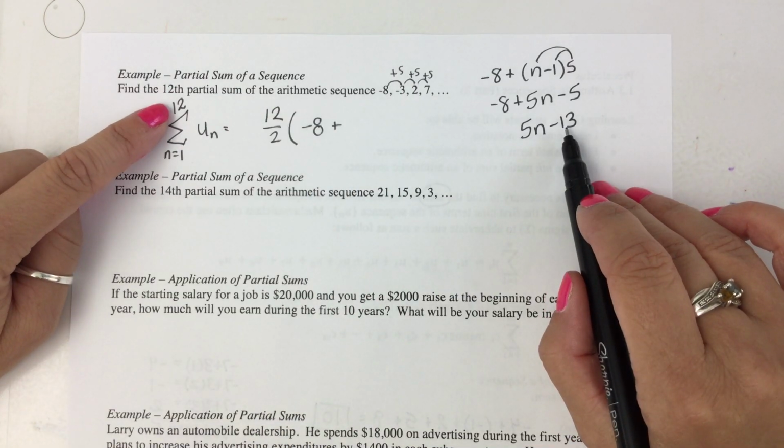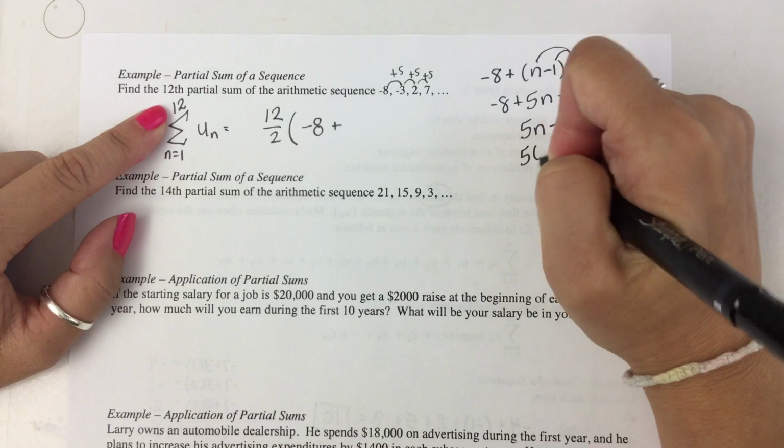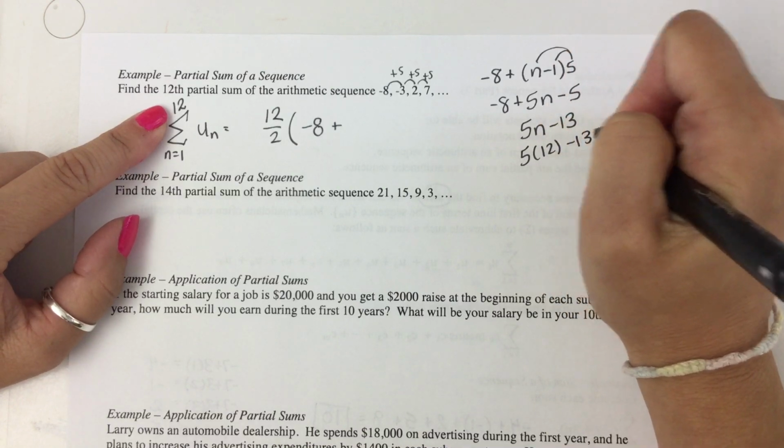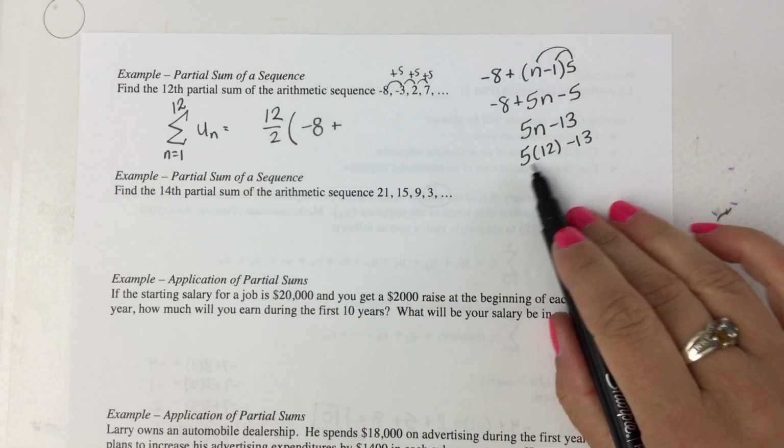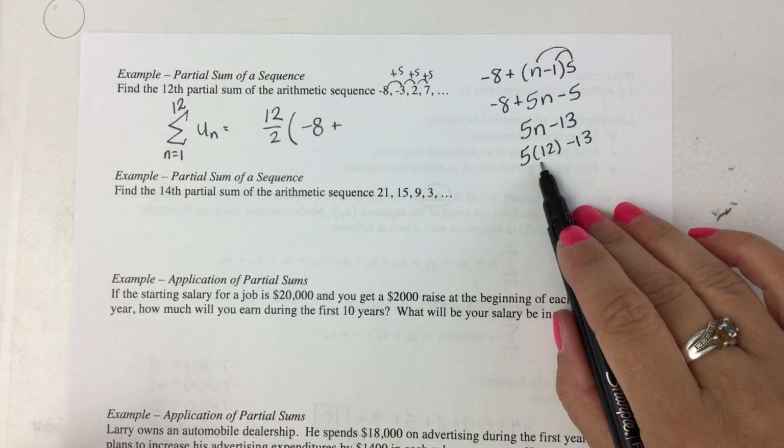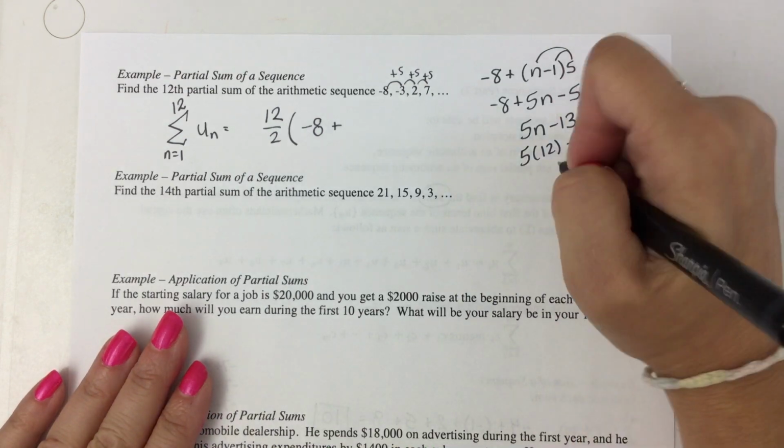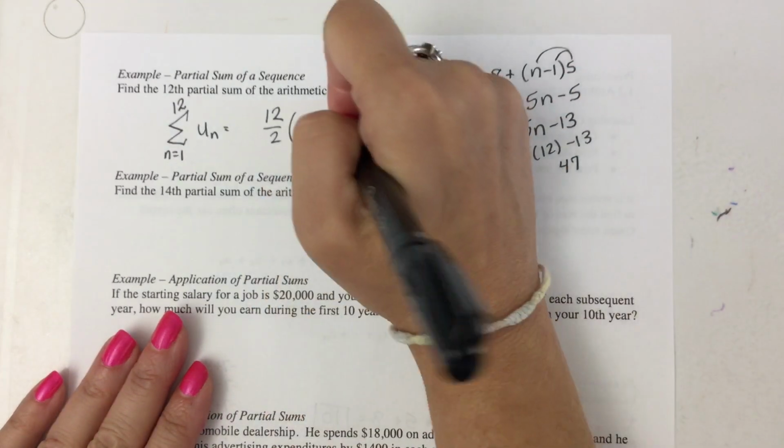This is the formula that I can use to find any term in that sequence at all. I need the 12th term. So 5 times 12 minus 13. 5 times 12 is 60. 60 minus 13 is 47.